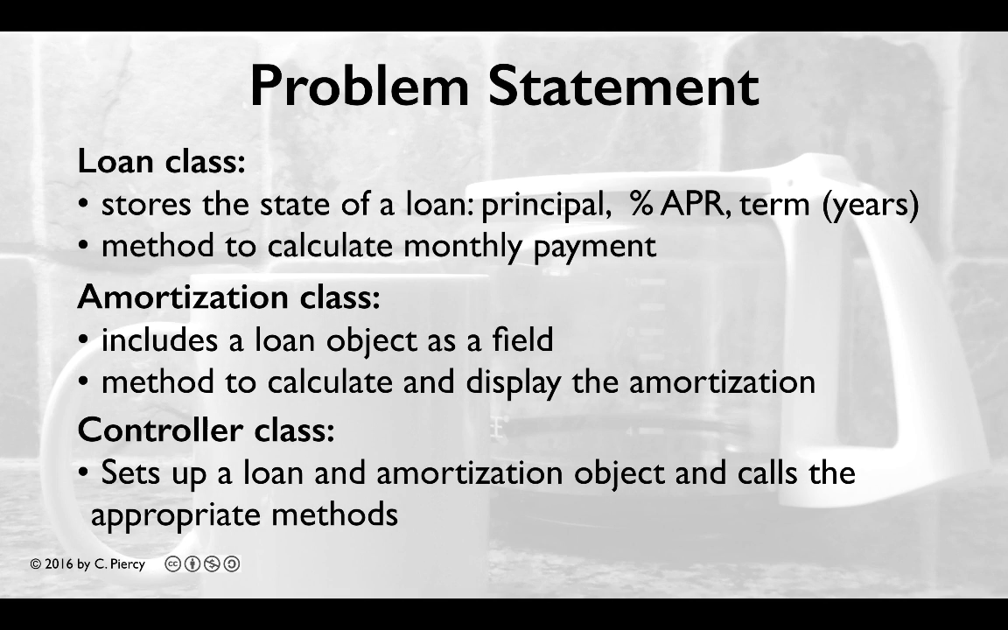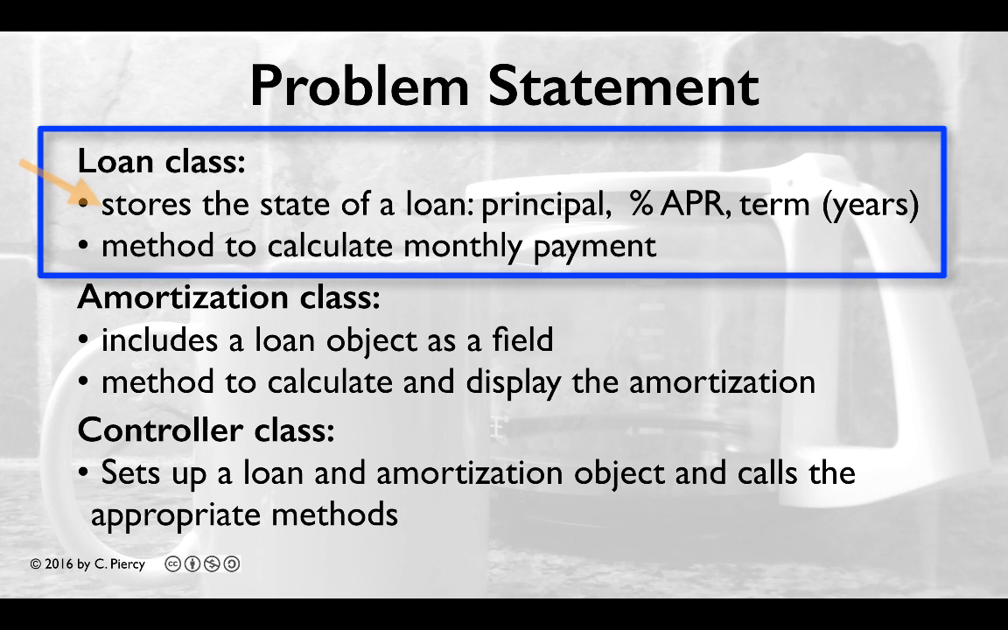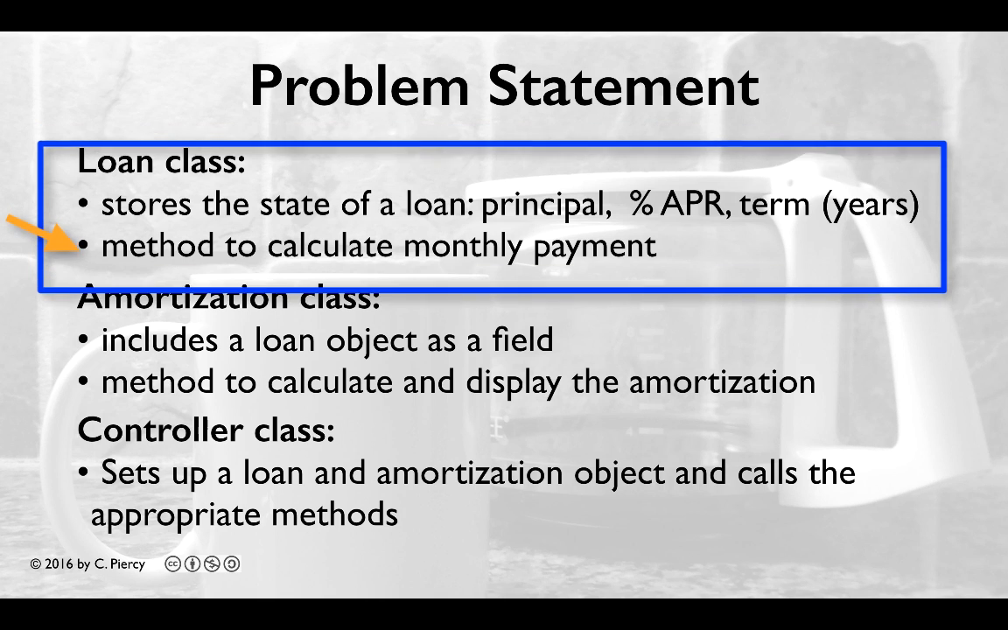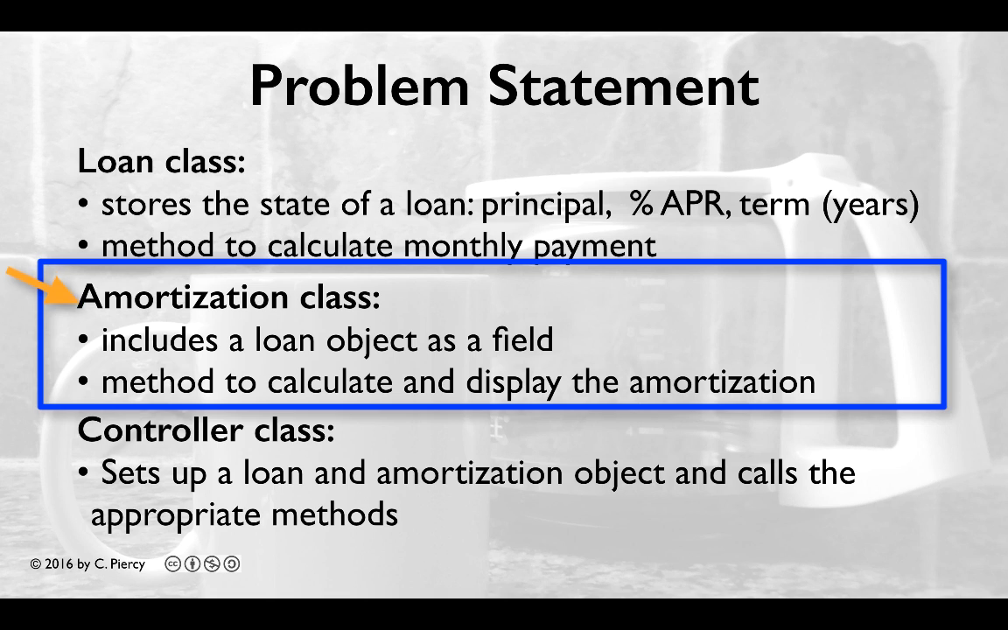For this video, our example will include the following classes. The loan class stores the state of the loan using the fields principal, annual percentage rate as a percentage, and a term in years. The loan class also includes a method where we can calculate the monthly payment for the loan. We'll also have an amortization class. The purpose of the amortization class is to calculate and display an amortization table for a loan. To do this, it will include a loan object as a field.